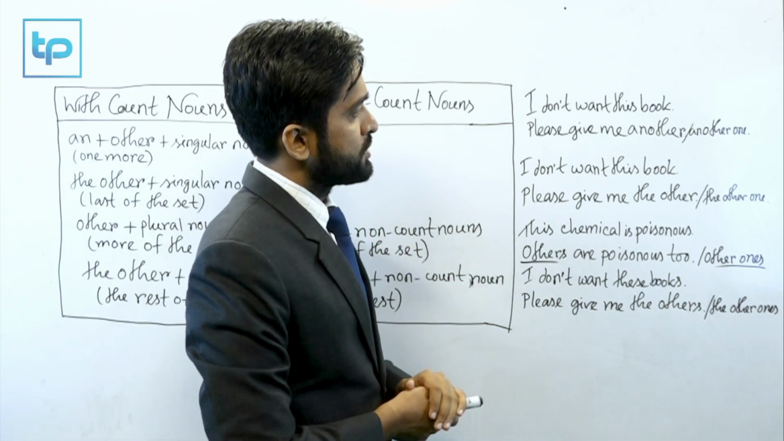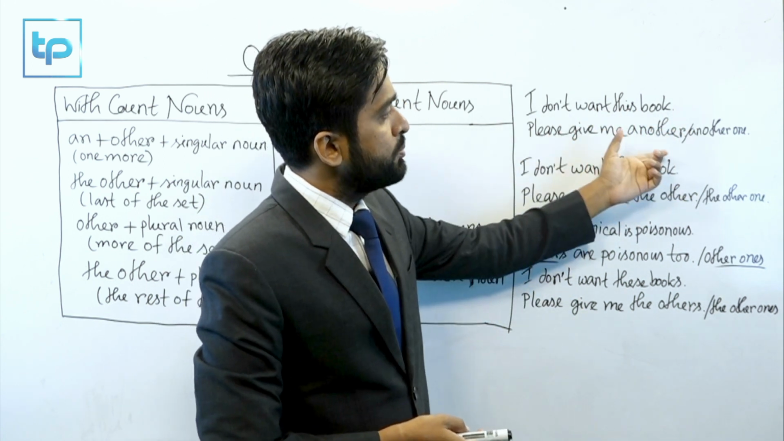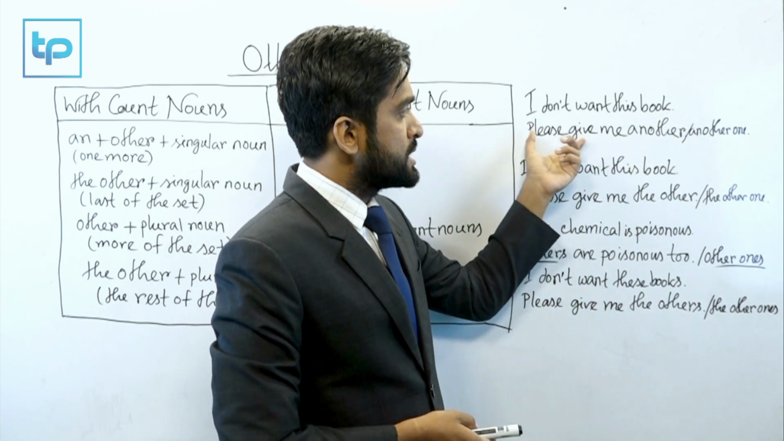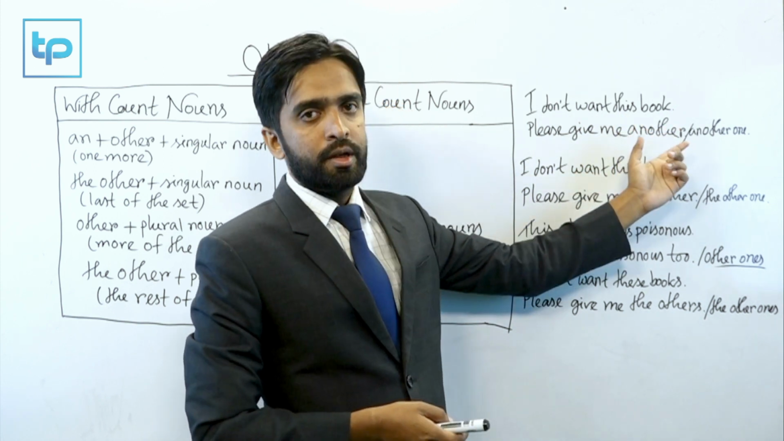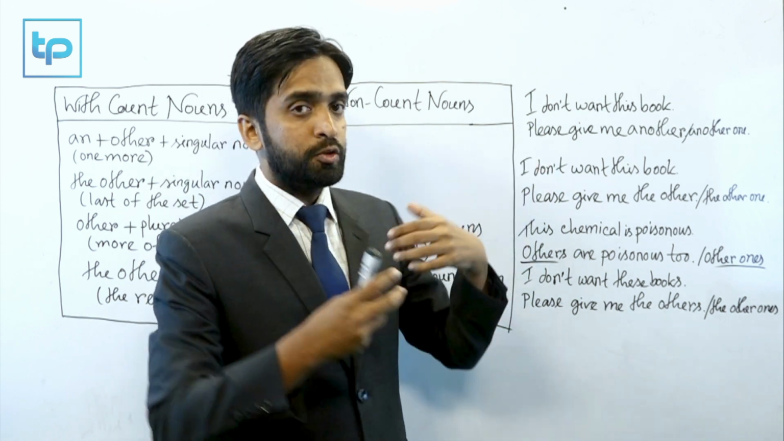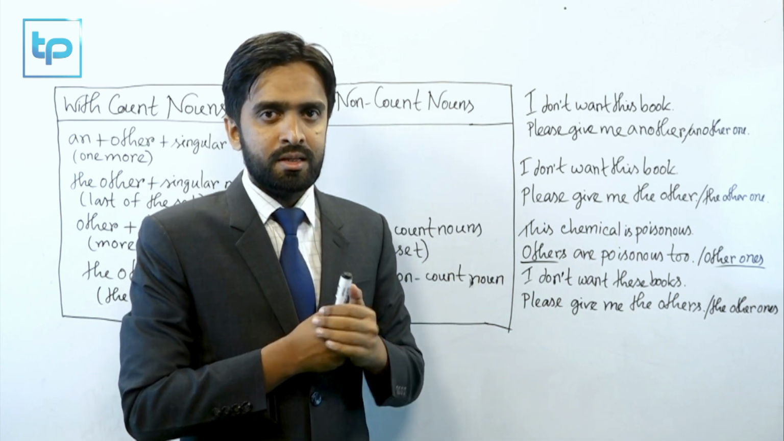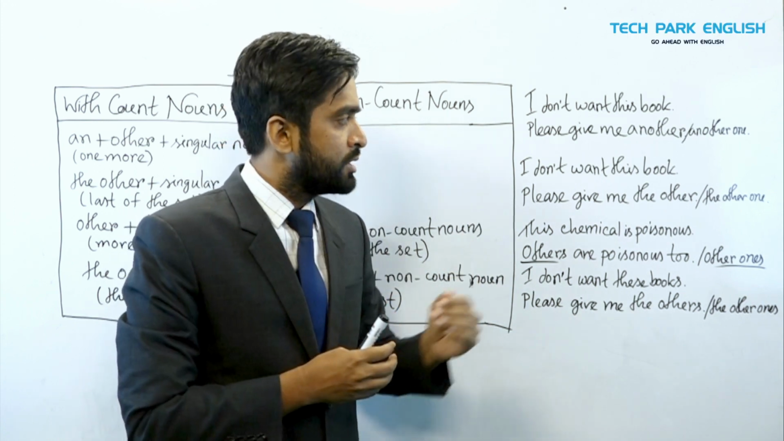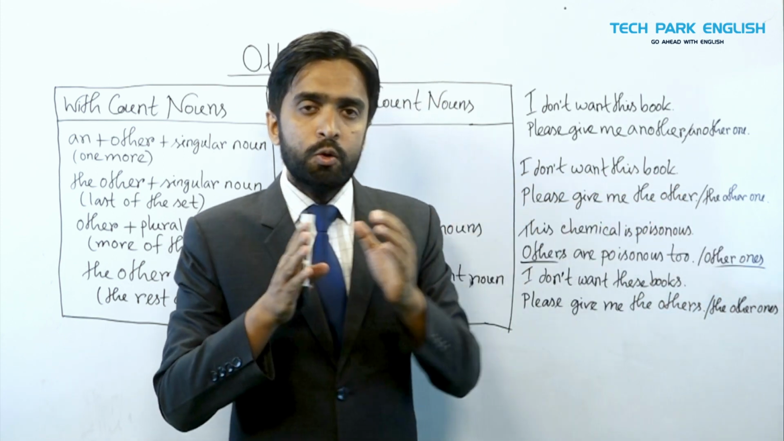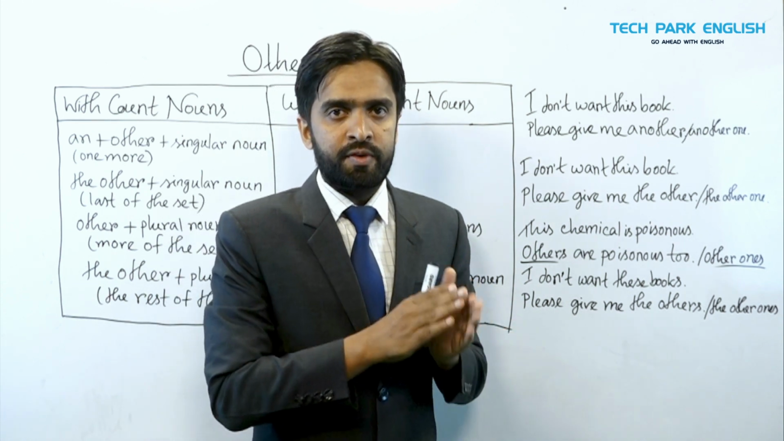Now let's see some more examples. I don't want this book. Please give me another or another one. Both provide the same meaning. It means please give me any other book. As I do not want this book, could you please give me any other book that you have, right? Not this book, any other book. I don't want this book. Please give me the other one. When you use the other or the other one, it becomes so specific.